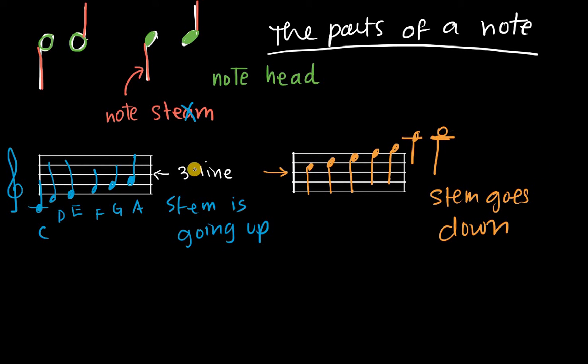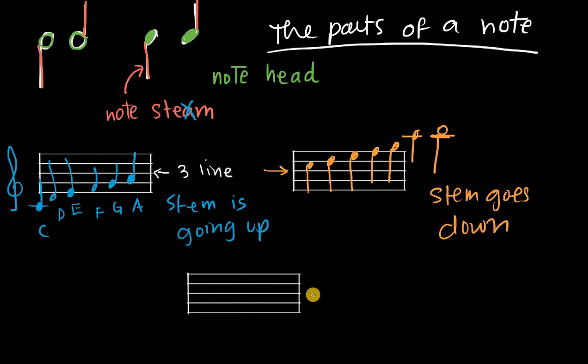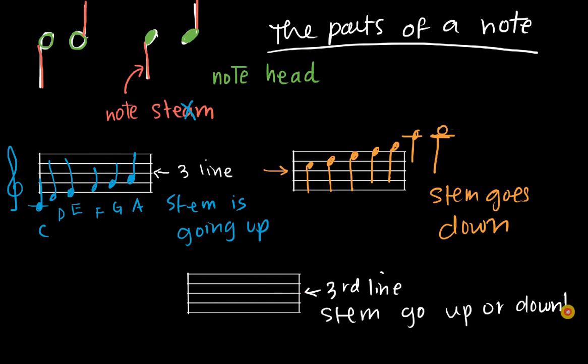Alright, you're probably wondering, what about notes on the third line? So notes on the third line, here it is. Stems can go up or down. So they can go like this or like that.